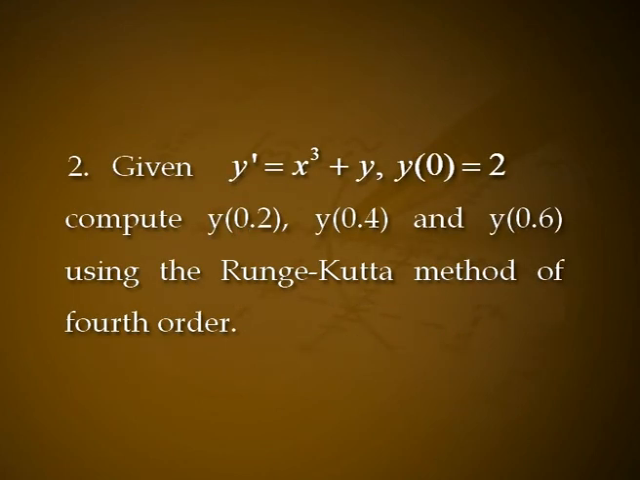Question number 2. Given y dash equal to x cube plus y, y at 0 equal to 2. Compute y at 0.2, y at 0.4 and y at 0.6 using Runge-Kutta method of fourth order.